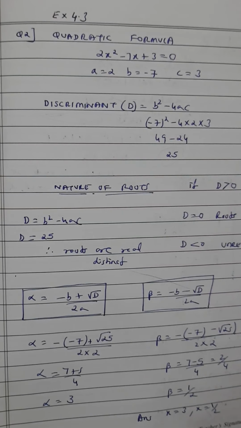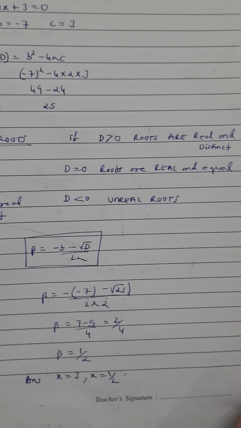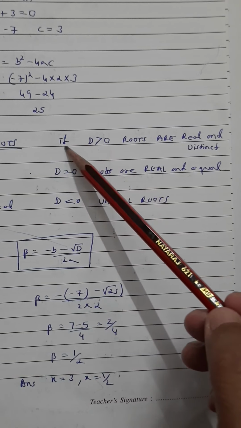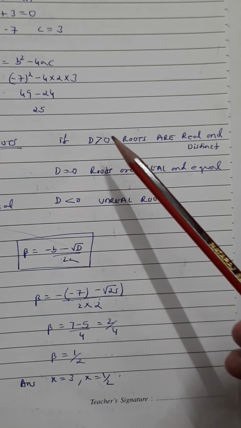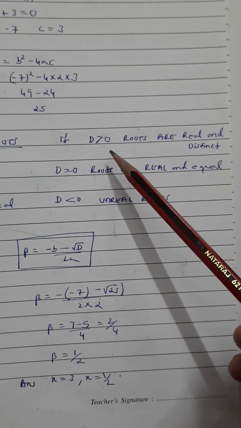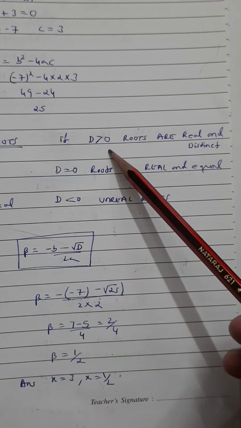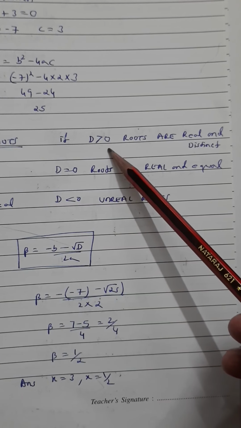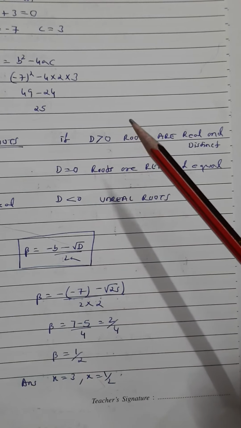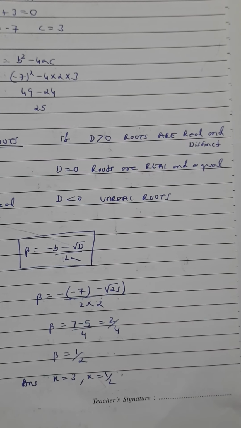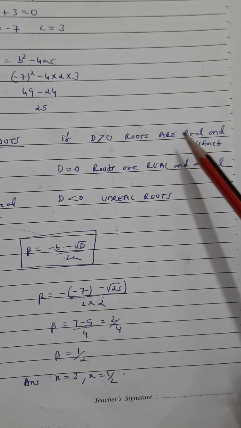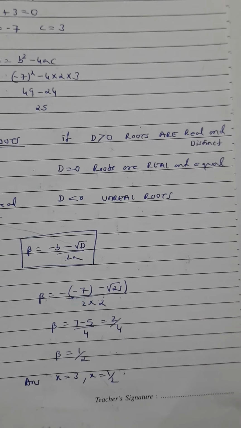Now please note down, this is very important, that if the discriminant is greater than 0, then the roots are real and distinct. Now what is the meaning of this? That means when I am going to solve this quadratic equation, I am going to get two answers, and the two answers are going to be distinct. That means they are going to be different. So one answer can be 2, the other can be 3, one can be 5, the other can be half, like that. So they will be real and distinct, two different answers.